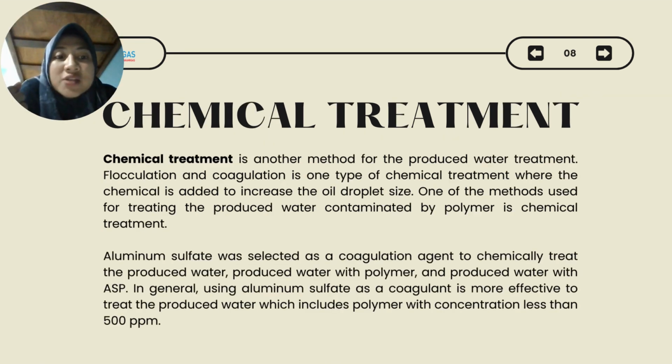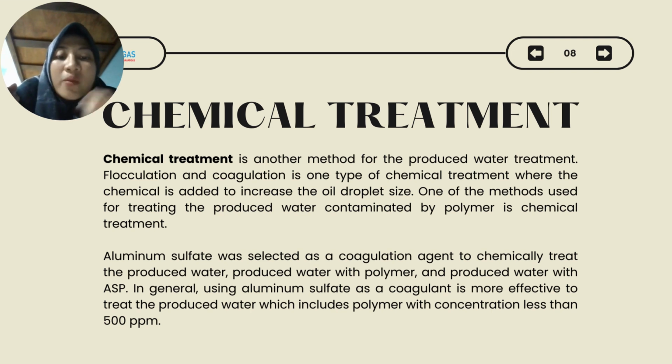Next is chemical treatment. Chemical treatment is another method for produced water treatment. Flocculation and coagulation is one type of chemical treatment where a chemical is added to increase the oil droplet size. One of the methods used for treating produced water contaminated by polymer is chemical treatment. Aluminum sulfate was selected as a coagulation agent to chemically treat the produced water.